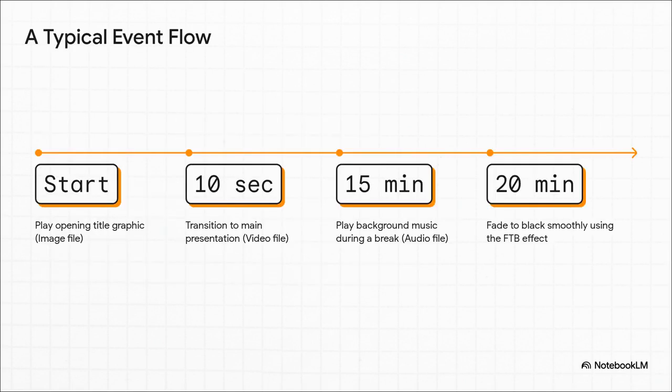So you can start to imagine how a little show could come together, right? You could start with a nice title graphic, then with one click, transition seamlessly into your main video presentation. When it's time for a break, you can play some background music from an audio file, and at the very end, just fade everything out smoothly to black. It lets you weave all these different pieces together into one polished show.